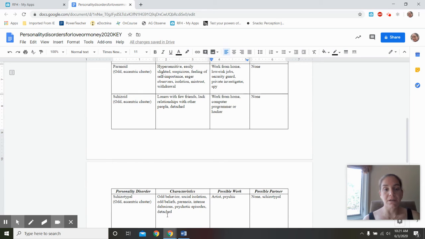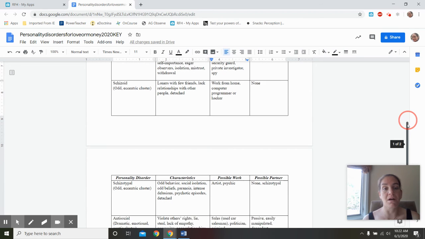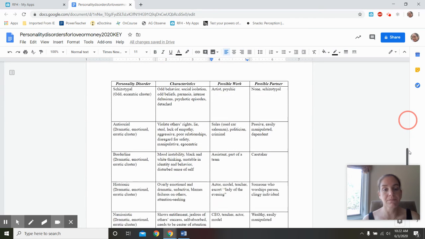The next odd eccentric cluster disorder is schizoid personality disorder. People with schizoid personality disorder have a flat affect. They're detached from others. They lack relationships with other people. They are what we consider to be loners. So we might find someone with schizoid personality disorder being a computer programmer or a hacker, working from home in some capacity, not having to interact with other people and not minding. They don't mind that they don't have to interact with other people. That's what they would prefer. Since they don't prefer to interact with other people, they really don't usually have partners. So their partnership is none.